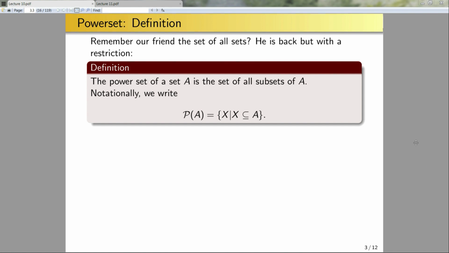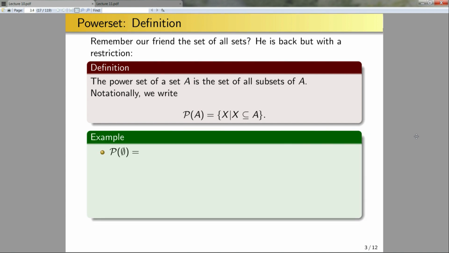Okay, so now that we have this definition, let's go through some examples. The power set of the empty set. So take a minute, think about this, see what you think it is. Okay, so now what are all the subsets of the empty set? Well, the only thing is the empty set. What about the power set of the power set of the empty set? So pause the video and think about this for a bit. Well, the power set of the power set of the empty set is simply going to be the power set of this set containing the empty set.